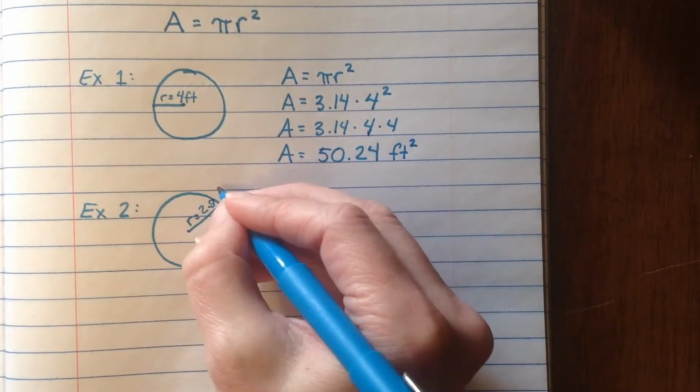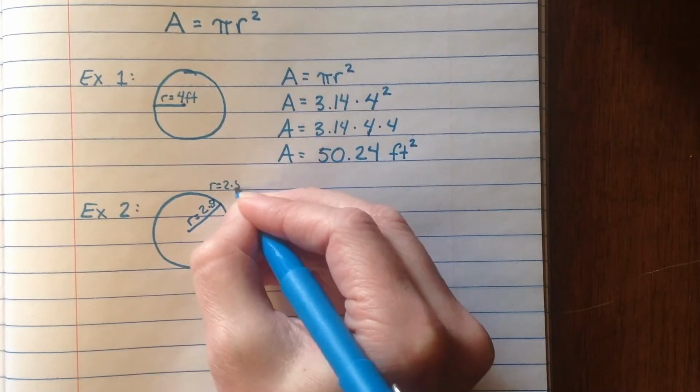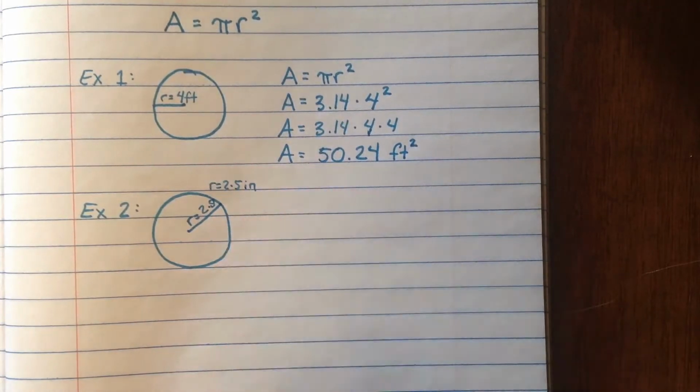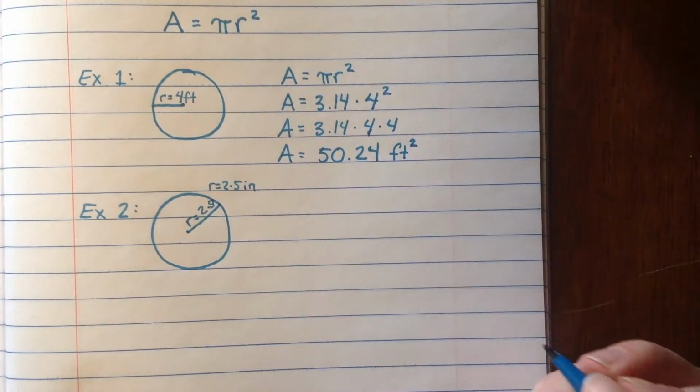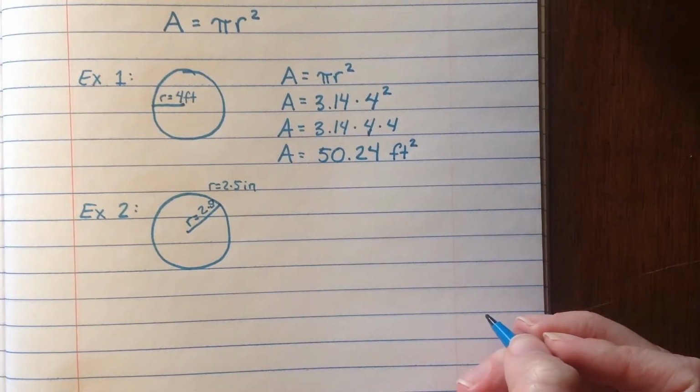2.5. That's not very clear. Let me write that again. Radius is equal to 2.5 inches. All right. Go ahead and pause the video if you want to try working this out on your own, and then you can unpause it in order to find the solution.